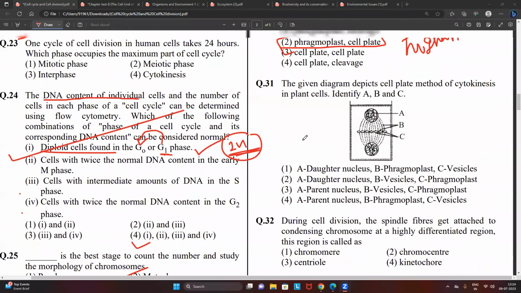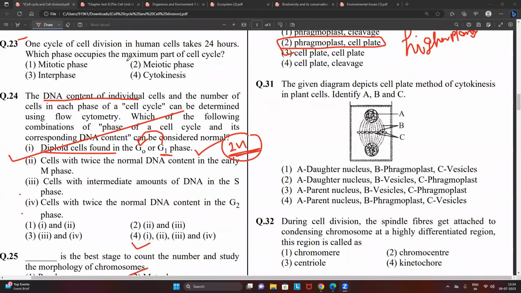Okay, question number 31. The given diagram depicts the cell plate method of cytokinesis in plant cell. Identify A, B, C.